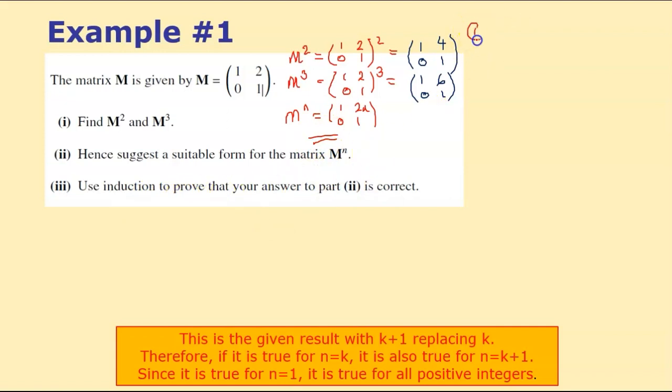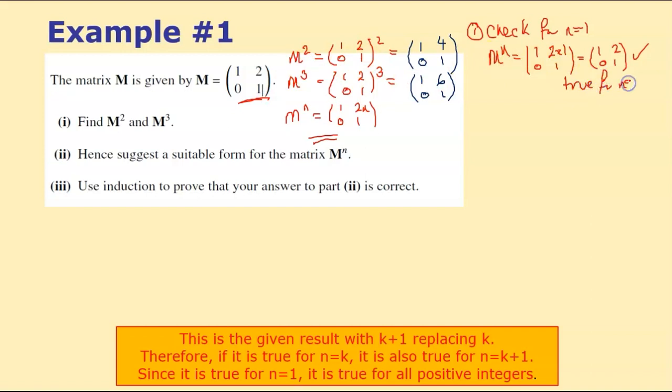So number 1, let's do the same thing. I check for n equals 1. Now for n equals 1, using my formula, I'm fairly sure it will work because I made sure it did. It's 1. What do I need to do? I need to do 2 times 1, 0 and 1, which is obviously 1, 2, 0, 1, which is what I had. This is what I had, 1, 2, 0, 1. So I can just write true for n equals 1. So I've checked it, it works.